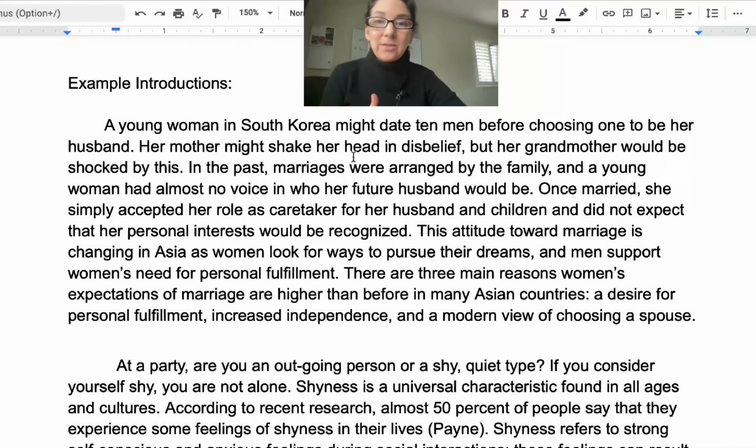So now that we know how to write an introduction, let's look at a few examples. The first one is actually adapted from an essay example that I found in a textbook quite a while ago, and I'll leave a link to that book below in case you want to check it out more.